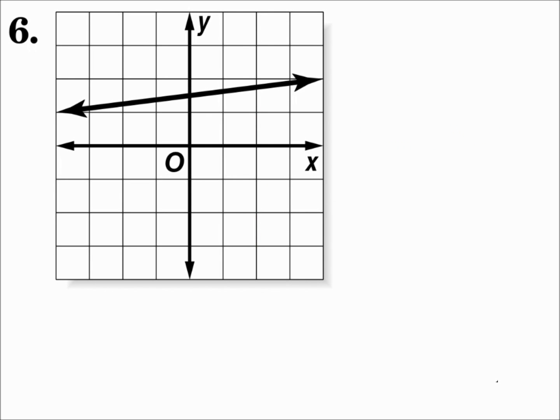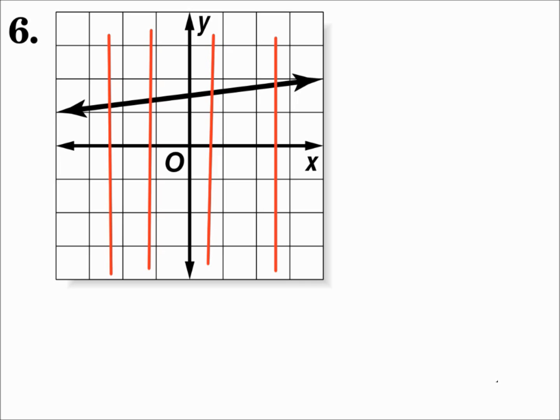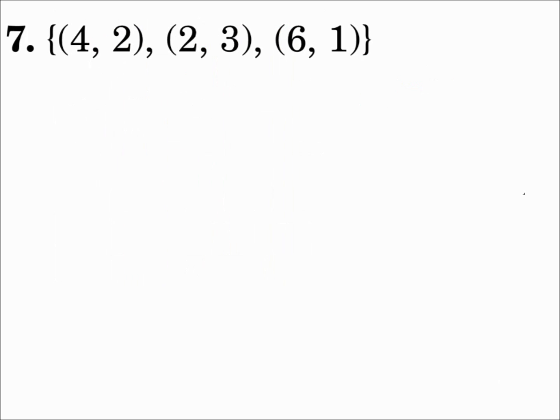Number 6 is a graph. Do the vertical line test. Once there, once there, once there, once there. It passes the vertical line test. That is a function. When you have ordered pairs, check the x values. Do they repeat? 4, 2, and 6. They don't repeat. That's a function.